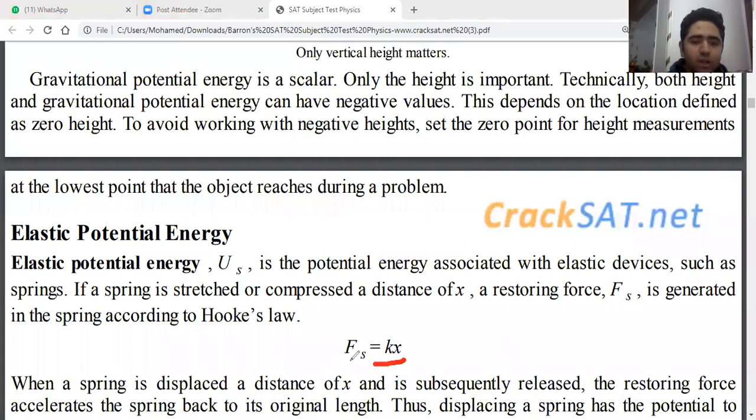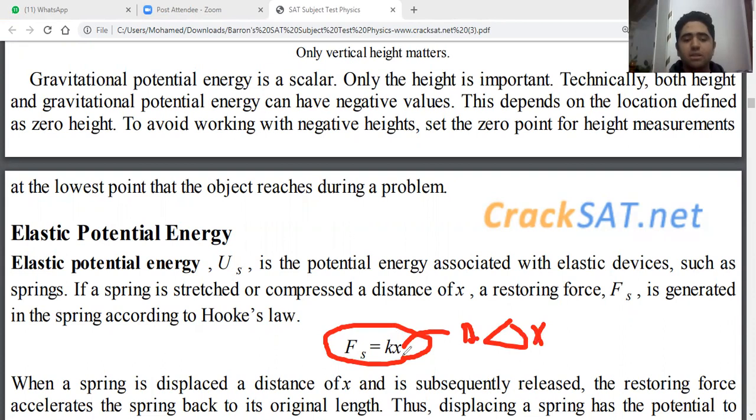This is Hooke's law right over here, and it says K multiplied by X. Just in case you're unfamiliar with this, K is Hooke's constant, the spring constant, and X is the displacement of the spring. It's also called delta X in some physics books. What does this mean? When you have a spring and you move it down, or to the right or left, you're moving it by a distance, delta X. This delta X is multiplied by a specific number that is specific to each spring.